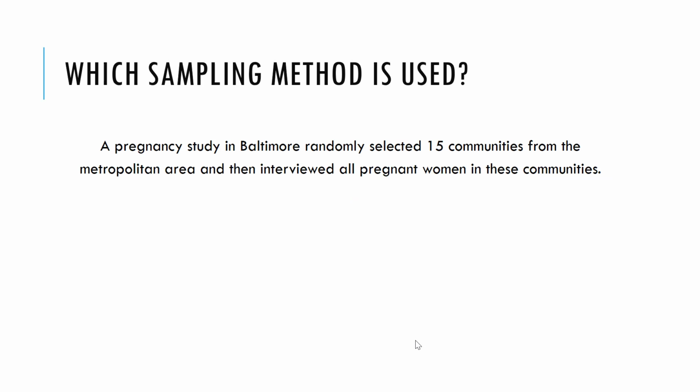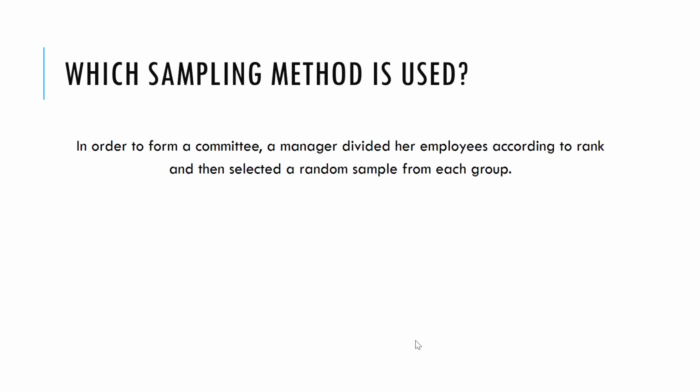A pregnancy study in Baltimore randomly selected 15 communities from the metropolitan area and then interviewed all pregnant women in these 15 communities. What method is being used? If you said cluster sampling, you're correct. In order to form a committee, a manager divided her employees according to rank and then selected a random sample from each group. This is an example of stratified sampling.